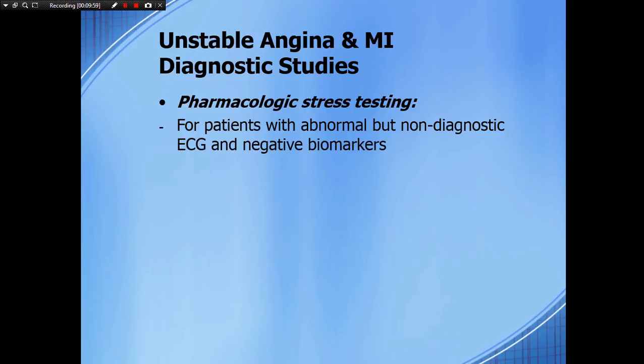When the ECG and serum cardiac biomarkers or enzymes do not confirm an MI, other measures for diagnosing coronary artery disease are considered. To assess for ischemia or infarction, pharmacologic stress testing may be done when a patient has an abnormal but non-diagnostic ECG and negative biomarkers.